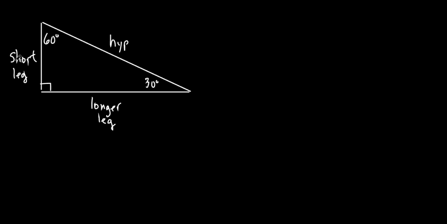Okay? How do you know that's the shorter leg? Because it's opposite what? No, the short leg. The short leg is opposite the smallest angle. Right, the smallest angle. Look, 30 is the smallest angle.